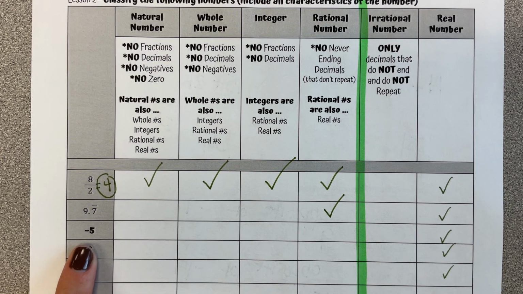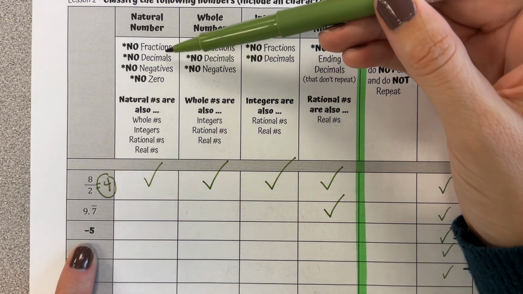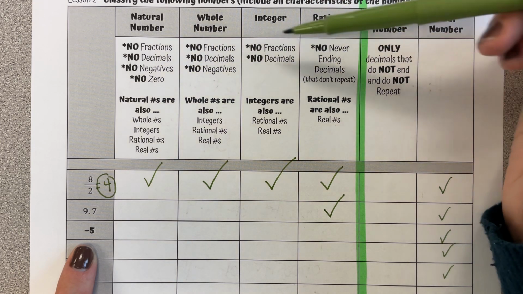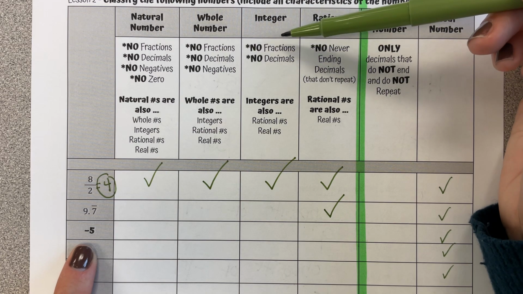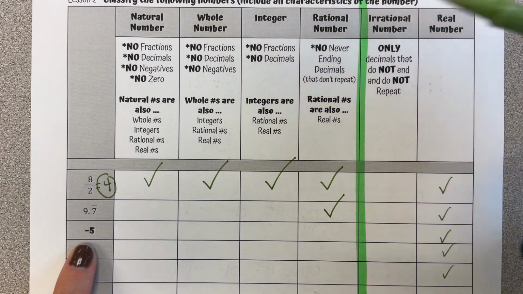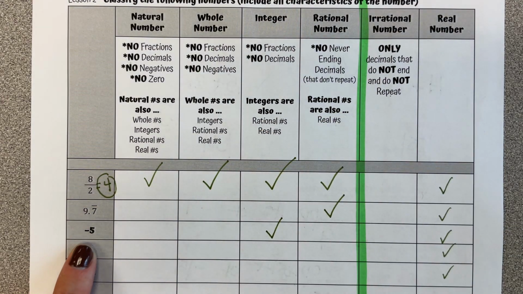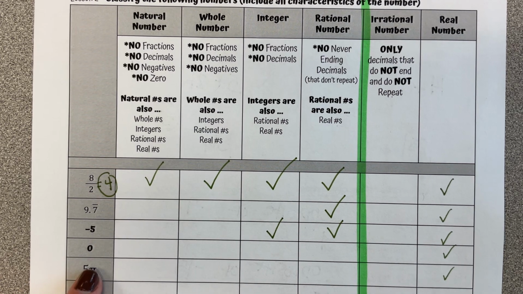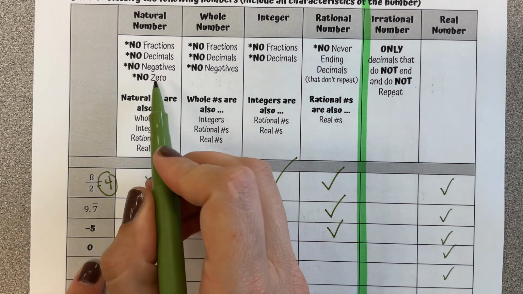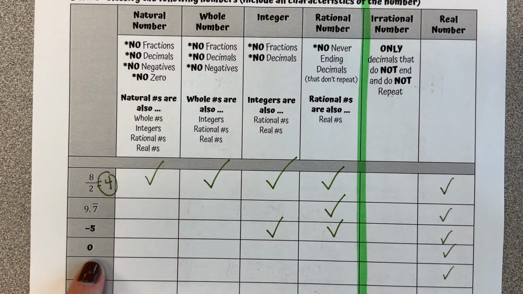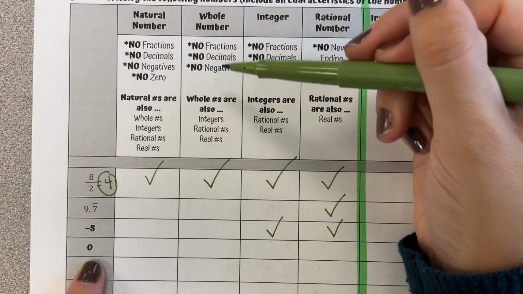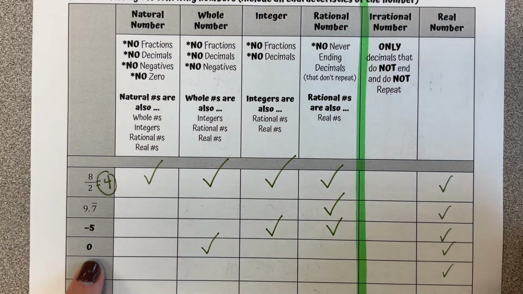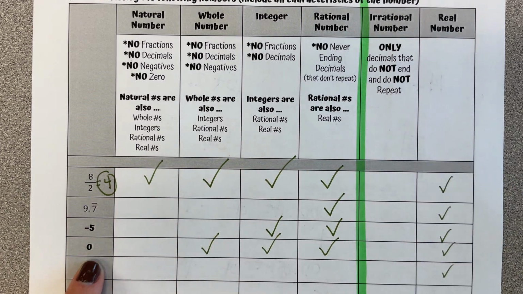All right, negative 5. So we have a negative. We don't have fractions, we don't have decimals, so we have a negative. So it's not natural. We have a negative, so it's not whole. Integers don't say anything about negative, so it's fine. There's no fractions, there's no decimals, so it is an integer. If it's an integer, it's also a rational number. 0, well, specifically right here, I see no 0, so it can't be a rational number. It doesn't have a fraction, doesn't have a decimal, it's not negative, so it is a whole number, which means it's also an integer and also rational.